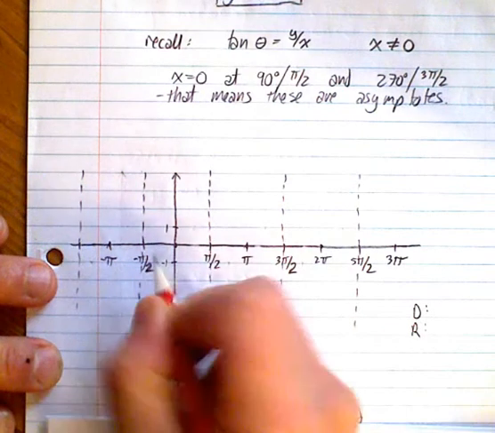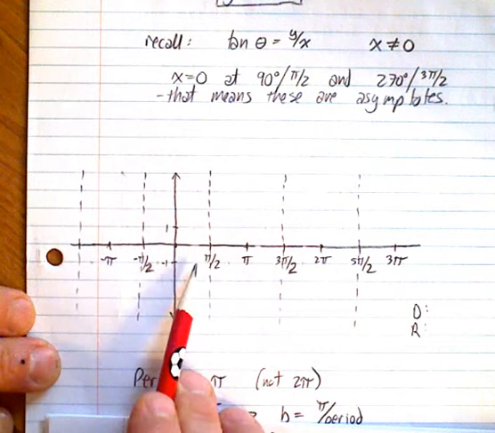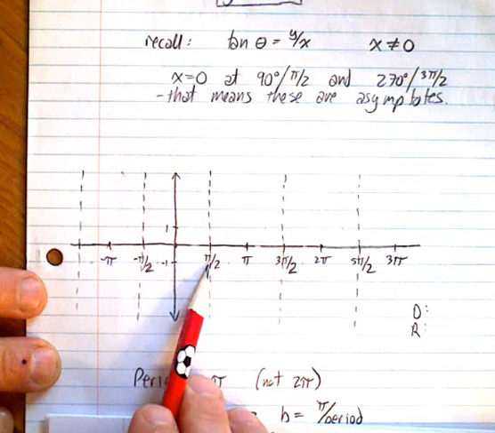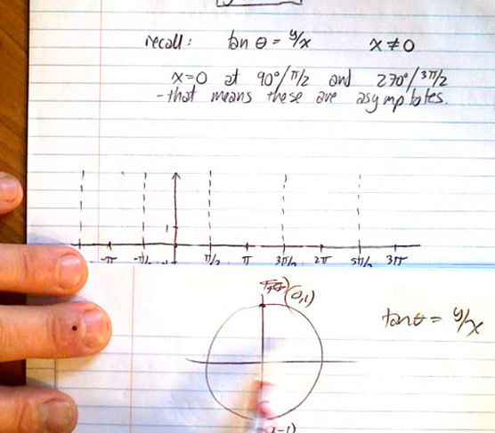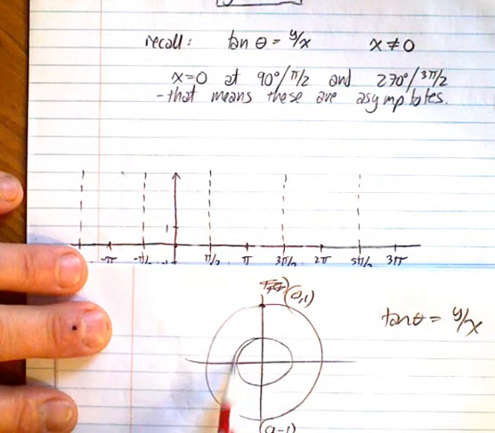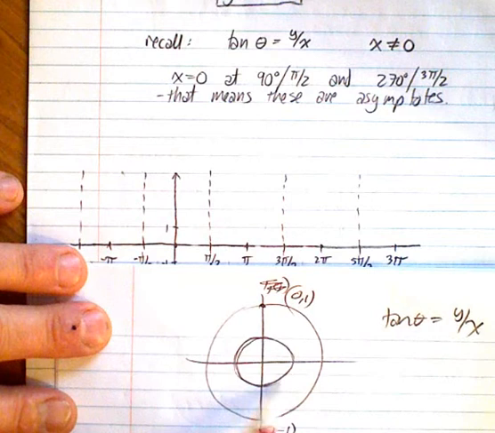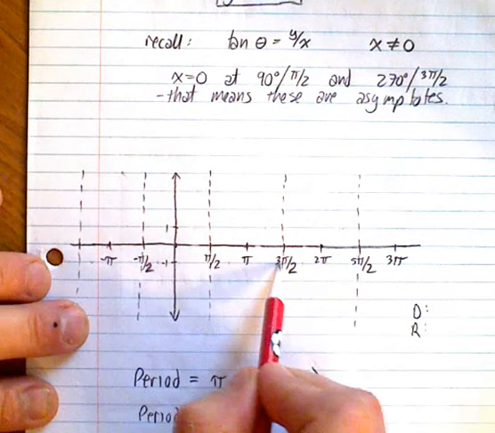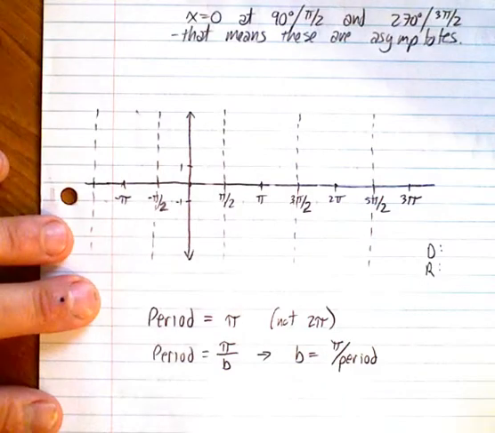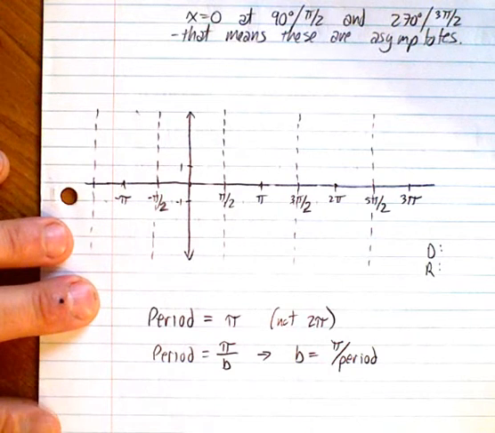Negative pi over 2, at pi over 2, and then every pi after, right? Every pi is half a rotation. So at pi over 2, and then 180 degrees, pi, every pi you have another asymptote. What is important to remember here is that your period is pi, not 2 pi like it is for your sine and cosine functions, okay?